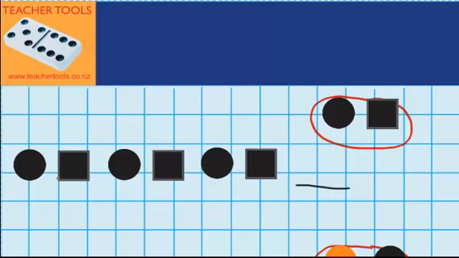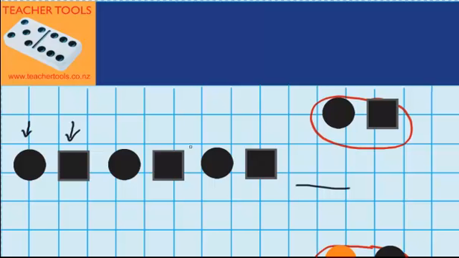You can see in this pattern that I've got here that there are 2 shapes. There is a circle and there is a square. And those 2 shapes are repeated throughout my pattern. So what I'm trying to do is work out what object comes next. What comes after my square?